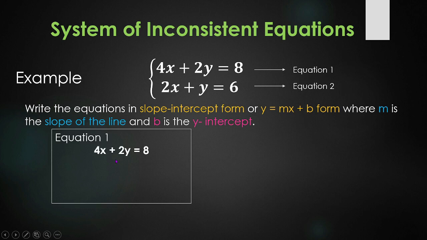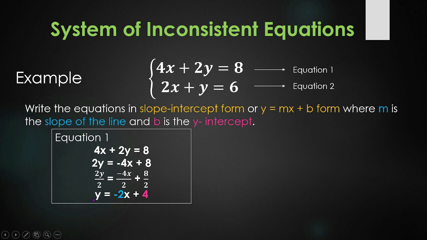4x plus 2y equals 8. Again, we retain 2y on the left side and we transpose 4x to the right side. So we have 2y equals negative 4x plus 8. Since we are going to solve for y, we divide both sides of the equation by 2. So 2y divided by 2 is y, negative 4x divided by 2 is negative 2x, and 8 divided by 2 is 4.